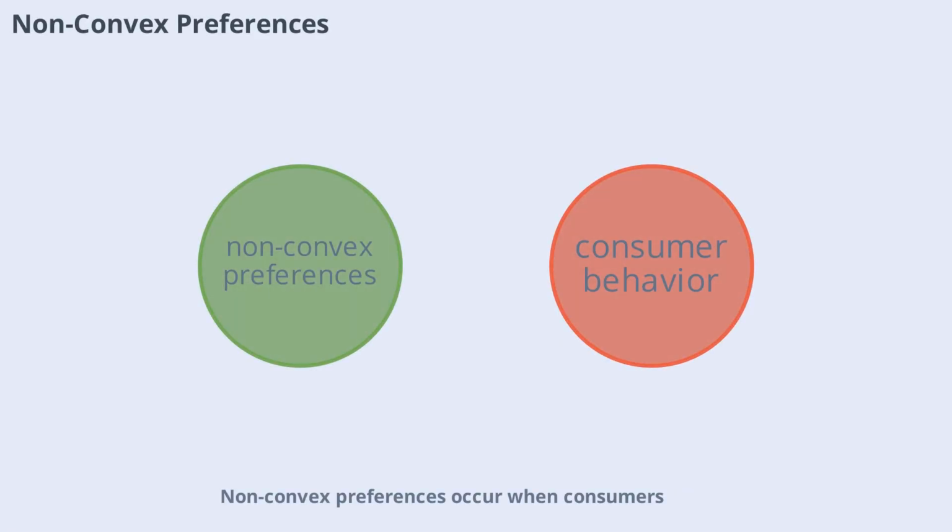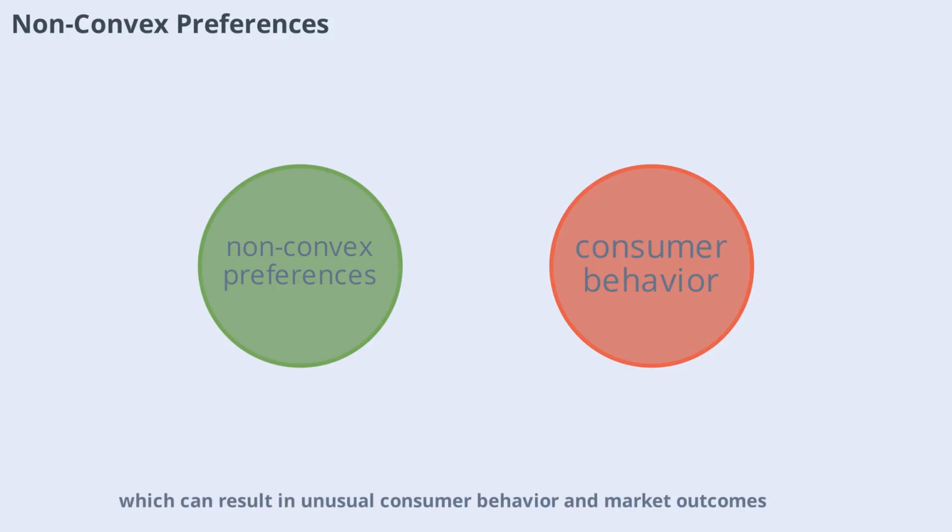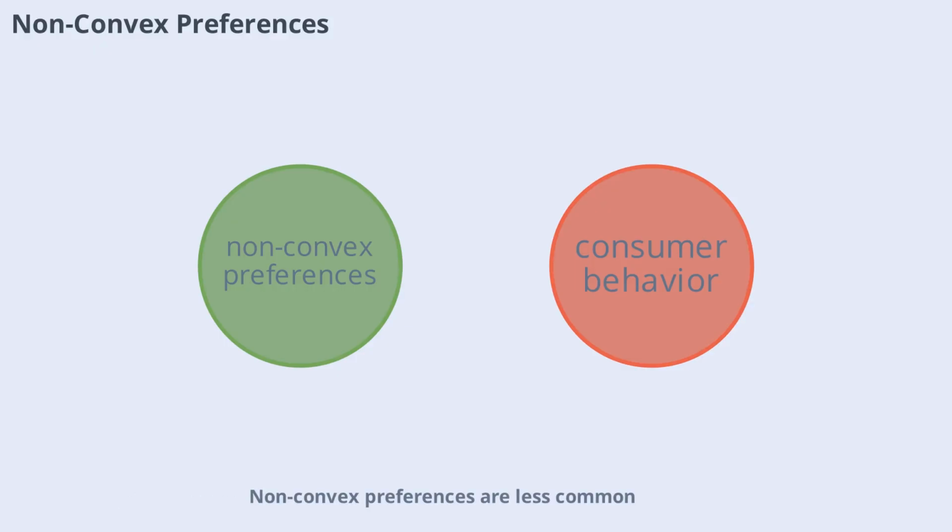Non-convex preferences occur when consumers prefer extremes rather than balanced bundles. For example, someone might prefer either all apples or all oranges but not a mix. This leads to indifference curves that are not convex to the origin, which can result in unusual consumer behavior and market outcomes. Non-convex preferences are less common but important in certain economic analyses.